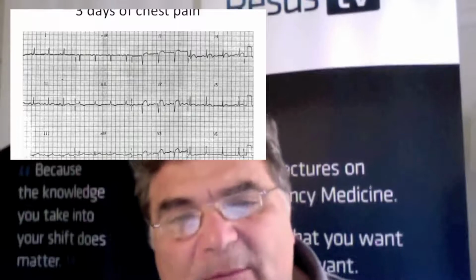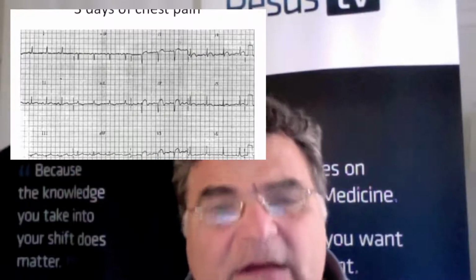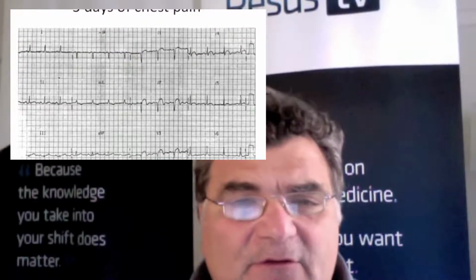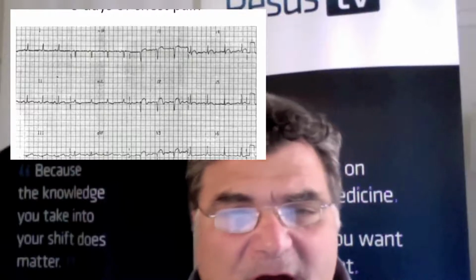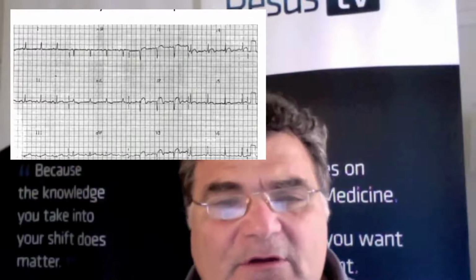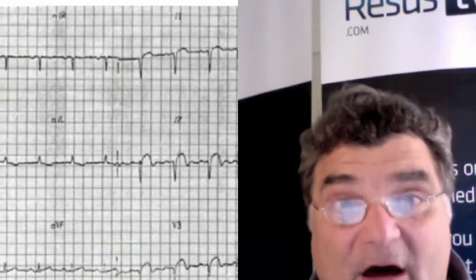This is somebody that's come in with 3 days of chest pain. And if we look at their rate, the rate is around 150, 100, maybe 95 or so, according to each box. So each big box, you count down 300, 150, 100, 75, 60. So we've got about 95.